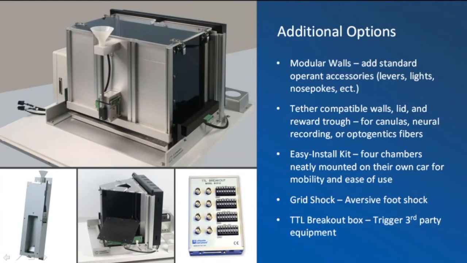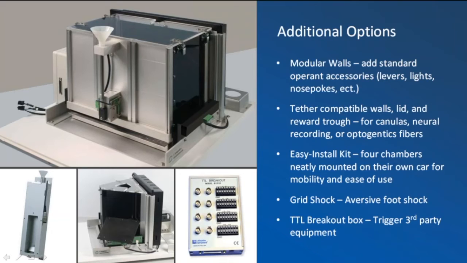I also want to touch on some alternative configurations of these chambers. The main picture here in the center shows a set of modular walls rather than the standard trapezoidal walls on these previous images. This would be utilized if you need some other modular accessories such as levers, lights, or other devices connected to the chambers, which mount in this similar standard square type configuration.